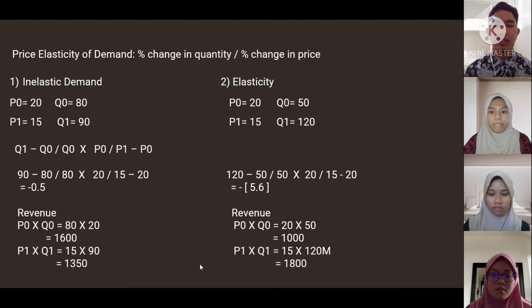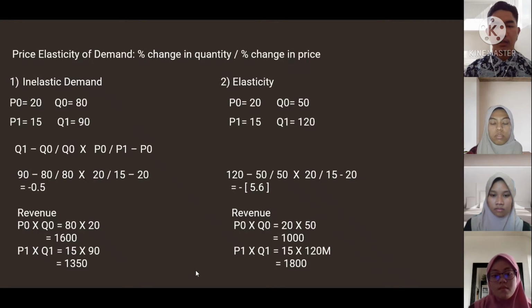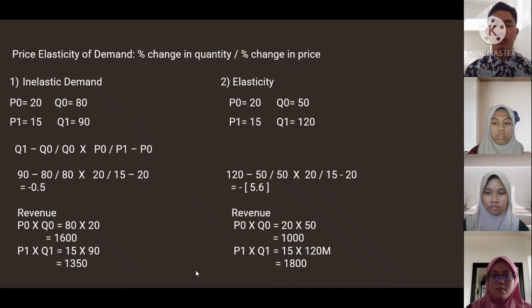120 minus 50 divided by 50, multiplied by 20 divided by 15 minus 20, and the value of elasticity is negative 5.6. Revenue P0 multiplied by Q0 equals 20 times 50, and the answer is 1000. P1 multiplied by Q1 equals 15 multiplied by 120, and the answer is 1800.